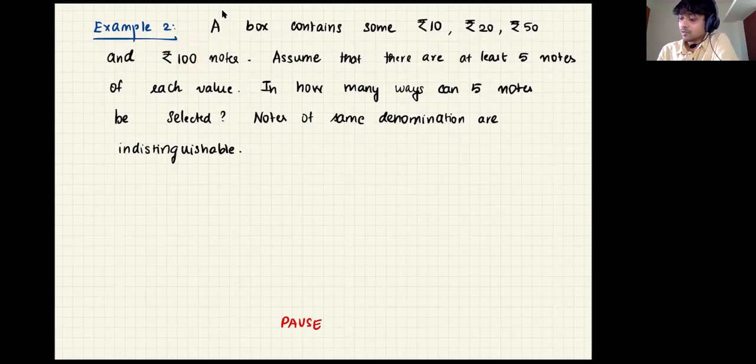And so you don't get confused by this 5. See, we have to take 5 notes, right? This is just to say that there are enough notes of each kind. That is what this assumption is. So now, in how many ways can 5 notes be selected?